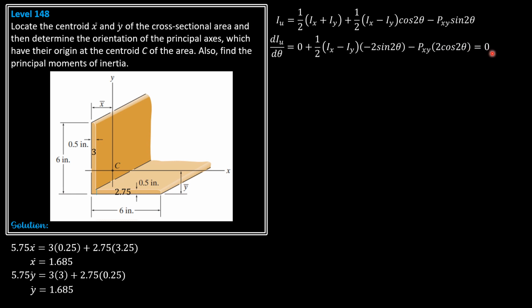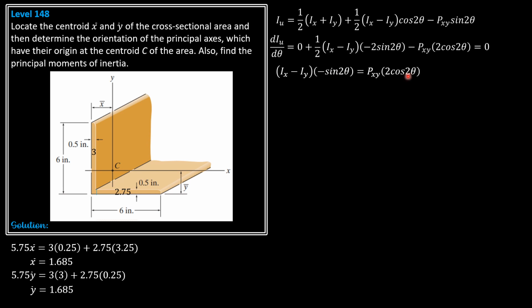So this equals 0 because we're going to maximize or minimize the moment of inertia, so we still equate it to 0. This means that we have the slope of the curve between I sub u and theta. Then simplifying, cancel 2, so we have Ix minus Iy times negative sine 2 theta. Then transpose this to the right, equals 2 Pxy cosine 2 theta, or Pxy times 2 cosine 2 theta.